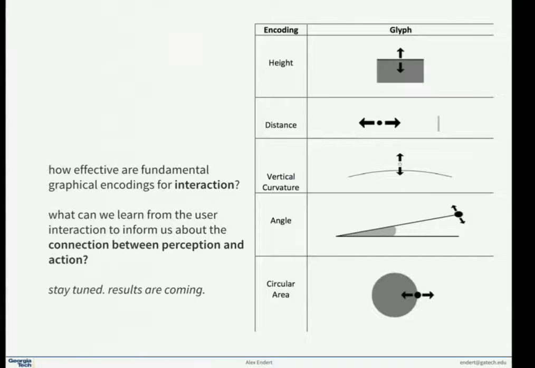We actually tested this, right? We built some of these glyphs, some of these interactive visual primitives, as we call them, and asked people to do very low-level tasks, like make bars twice as big, 75% as big, and so on, and looked at the difference between asking people to bend curvatures, make bars taller or smaller, or make circles bigger and smaller. We were getting some interesting results that help us understand this interplay between interaction and perception when it comes to graphical encodings.